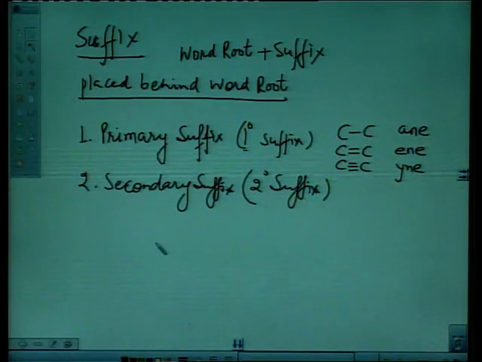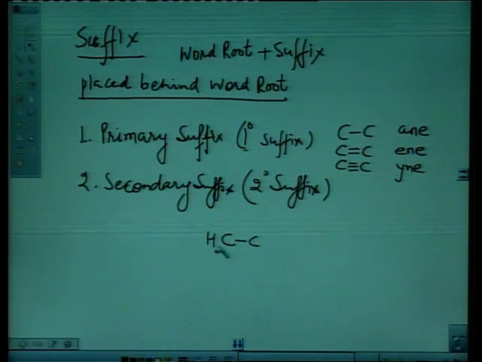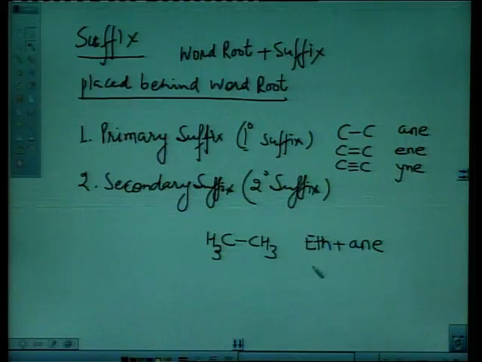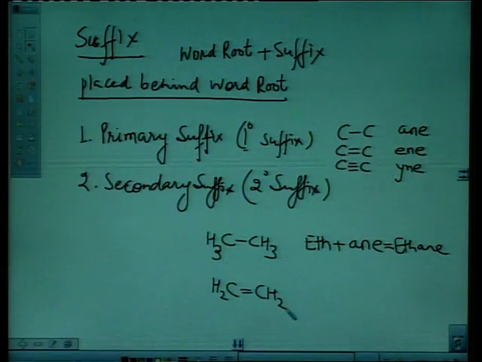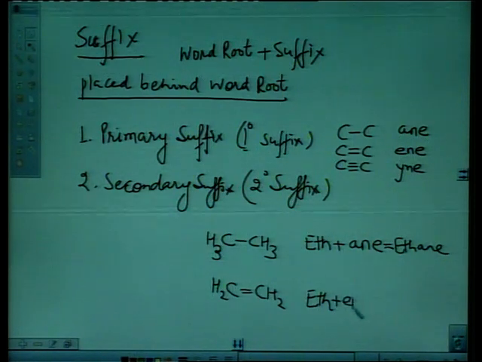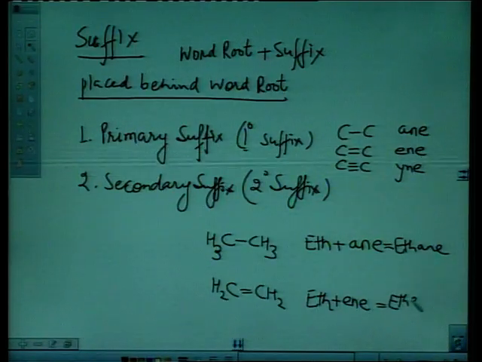For example, if I write this compound, there is a single bond in carbon-carbon and the name is eth, as the word root is eth for 2 carbon, plus the primary suffix "-ane". So, the name is ethane. If I write this compound, the word root is eth for 2 carbon and the primary suffix is "-ene", that is ethene, because there is a double bond.